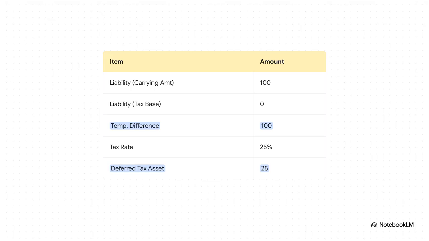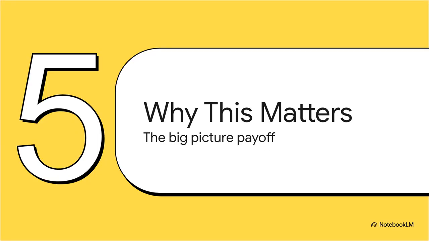When the company finally pays those claims, it'll get its $100 tax deduction. At a 25% tax rate, that future tax saving is worth $25, and they recognize that today as a deferred tax asset. So, after all of that, the debits, the credits, the liabilities, the assets, we land here. Why? Why does any of this accounting wizardry actually matter?